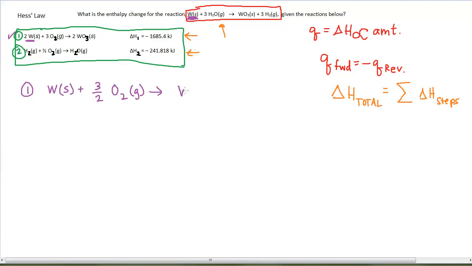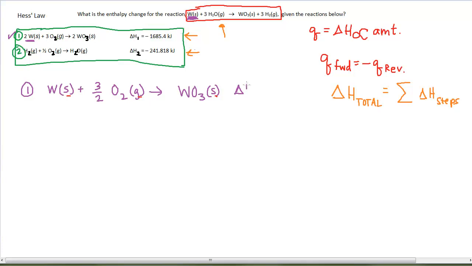and 1 WO3 solid. Sometimes, when I'm working these problems out and doing my work, I'll leave these states off. I won't write the states. As long as I see that they do match the reaction I'm trying to find, I'll go ahead and leave them off just so that my workspace isn't so cluttered.